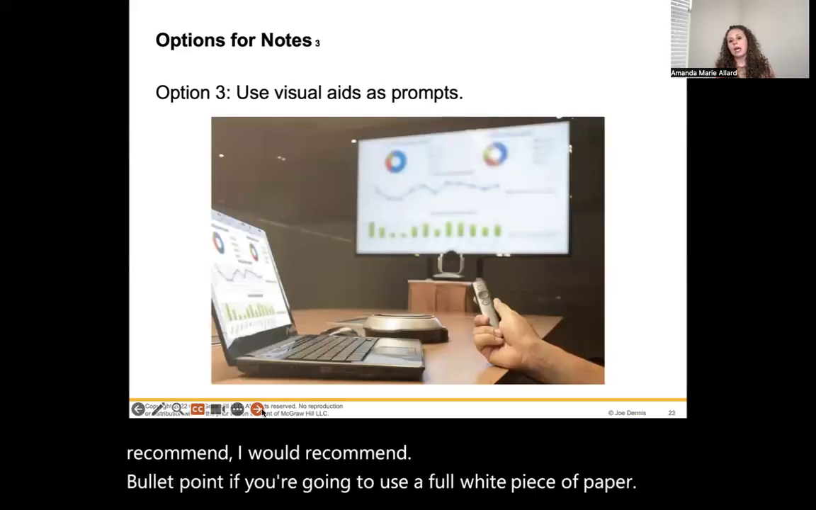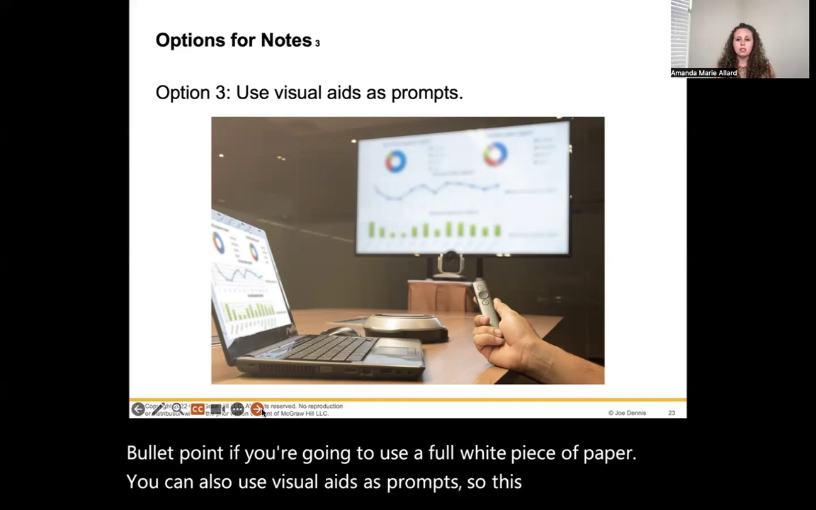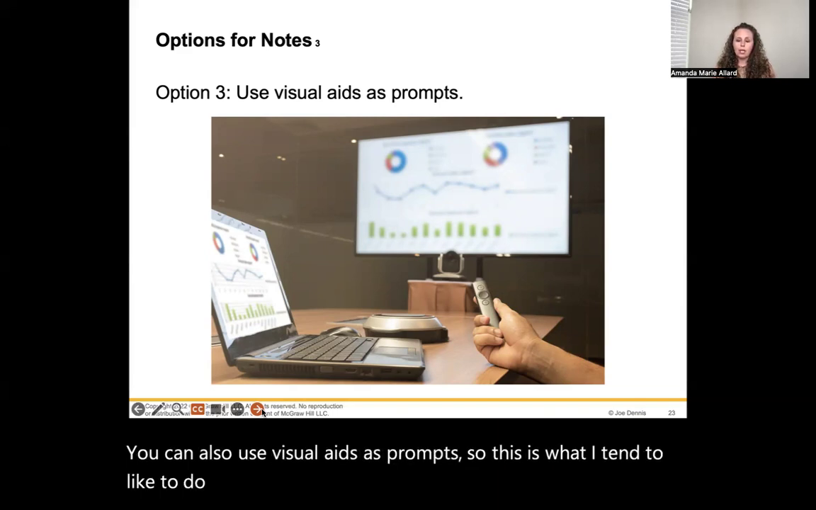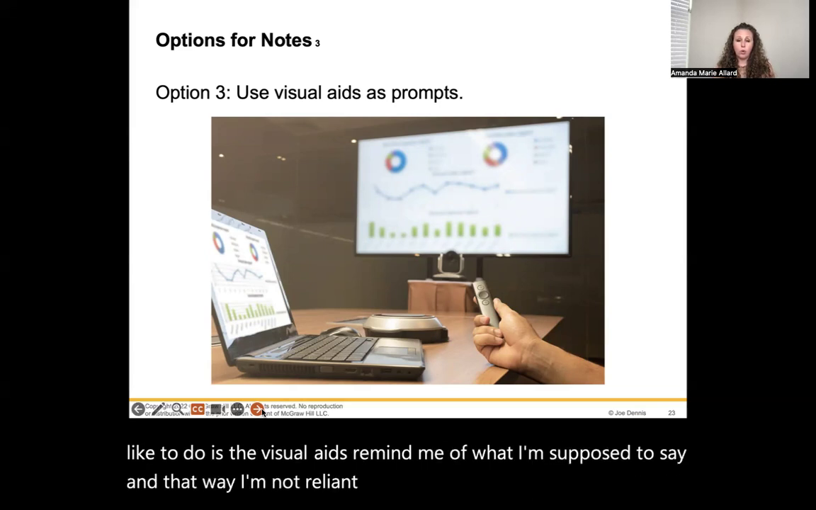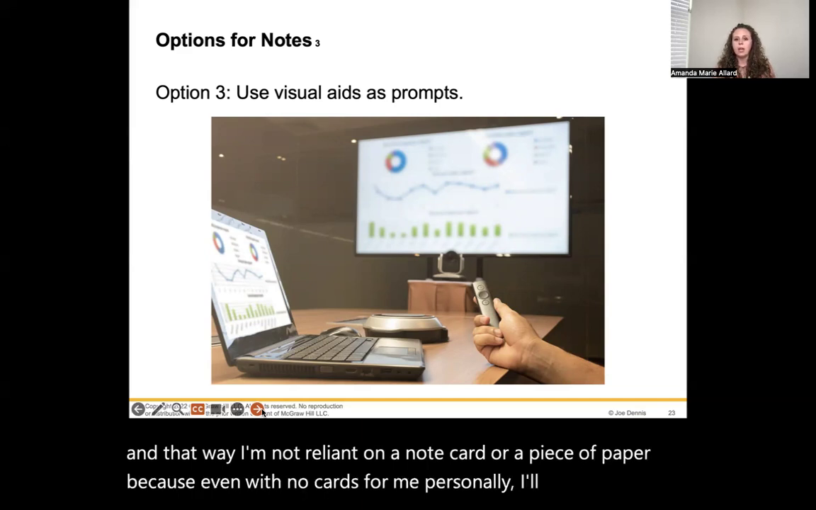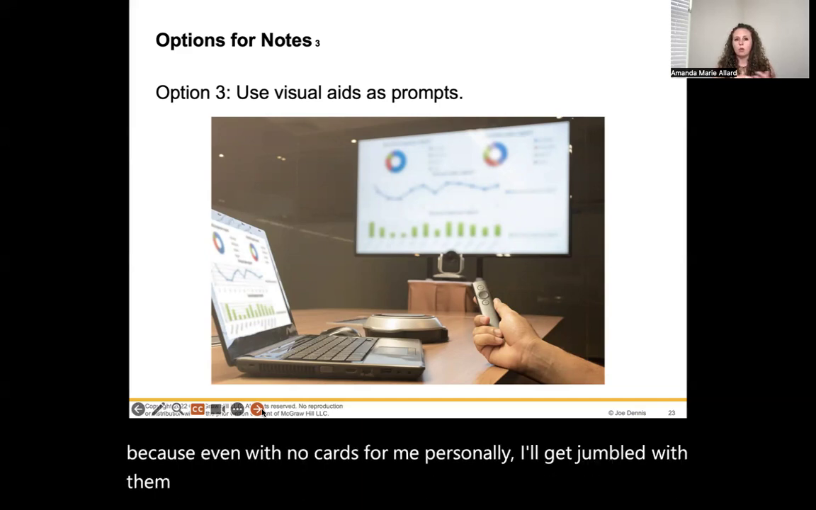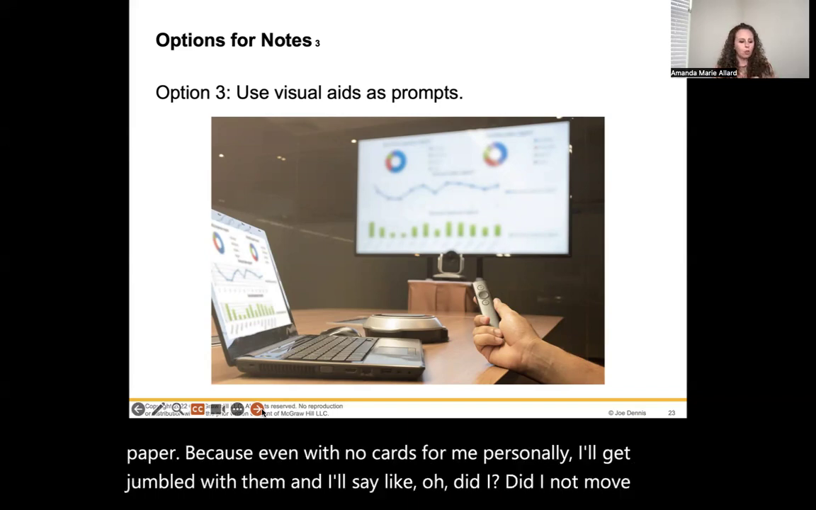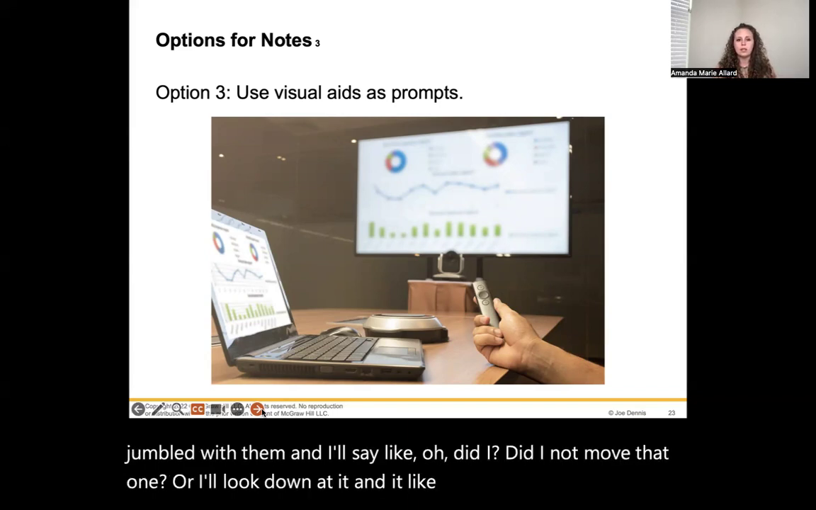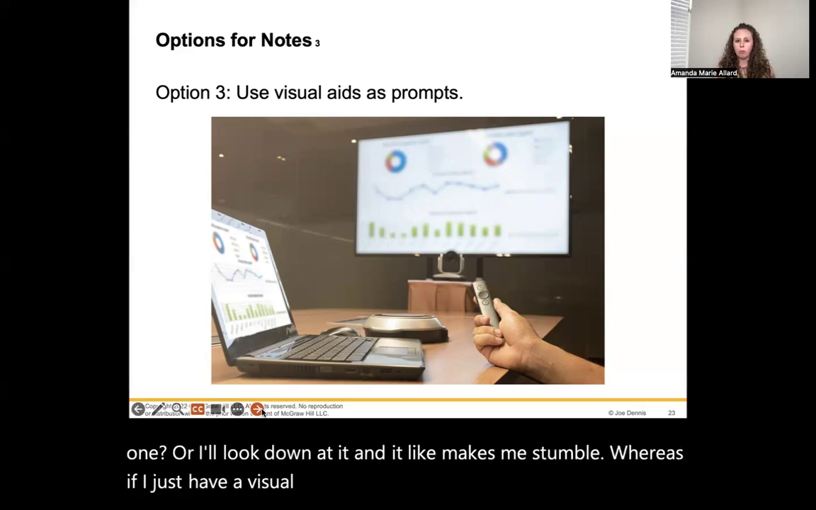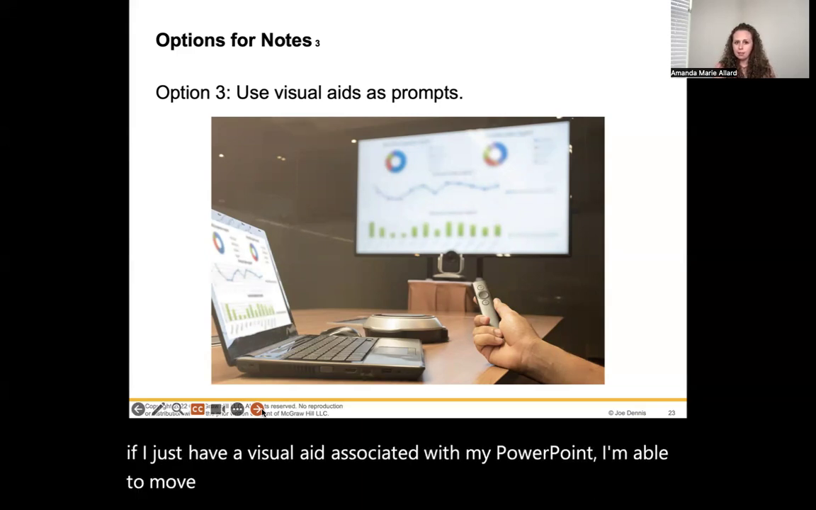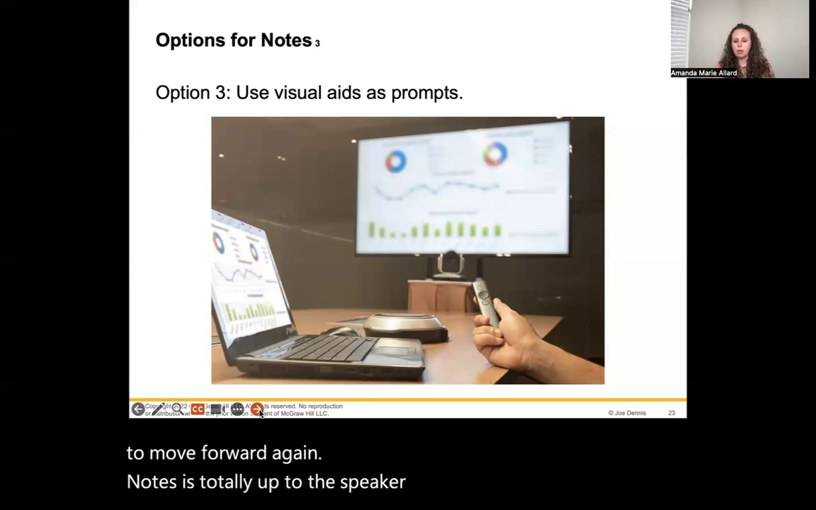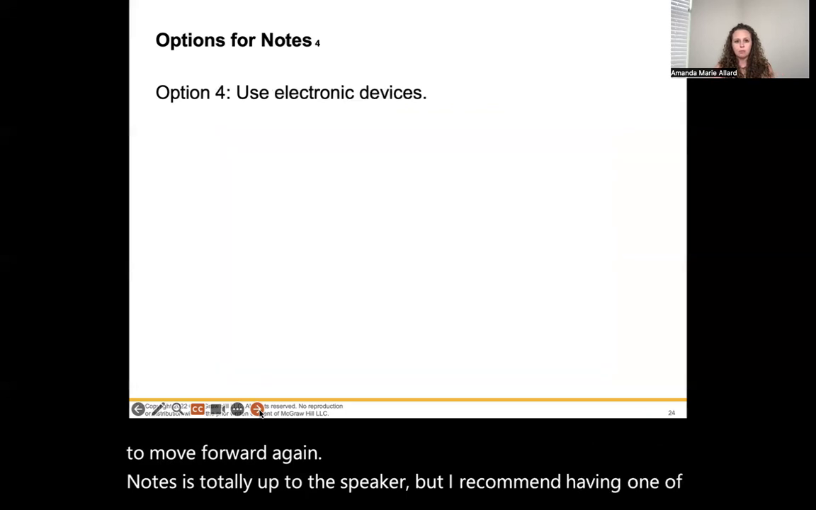You can also use visual aids as prompts. This is what I tend to like to do: the visual aids remind me of what I'm supposed to say. That way I'm not reliant on a note card or a piece of paper, because even with note cards, I'll get jumbled and say, oh, did I not move that one? Or I'll look down at it and it makes me stumble. Whereas if I just have a visual aid associated with my PowerPoint, I'm able to move forward. Again, notes are totally up to the speaker, but I recommend having one of these options.